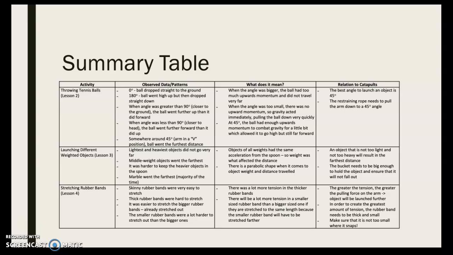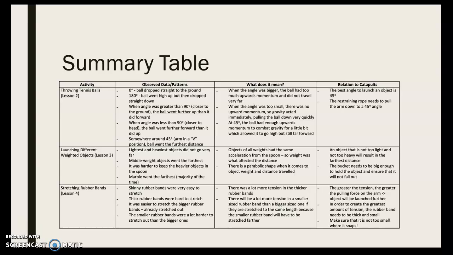So for catapults, it's kind of like Goldilocks. It can't be too light, can't be too heavy. It needs to be just the right amount of weight, which also really depends on the size of your catapult, and that the bucket which holds the object, so that would be the head of the spoon in this activity, needs to be big enough to hold the object to ensure that it won't fall out.